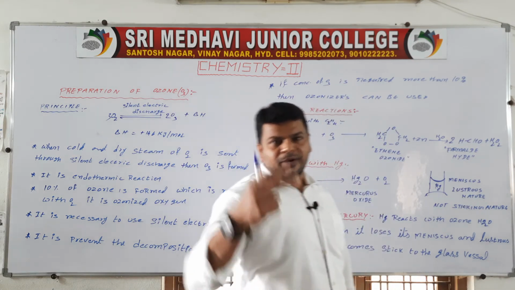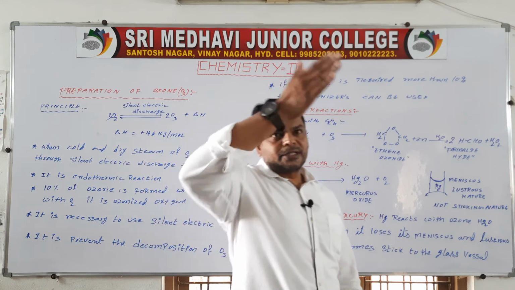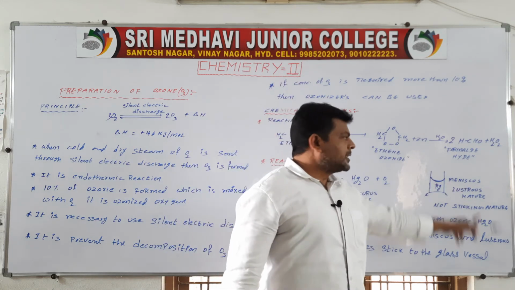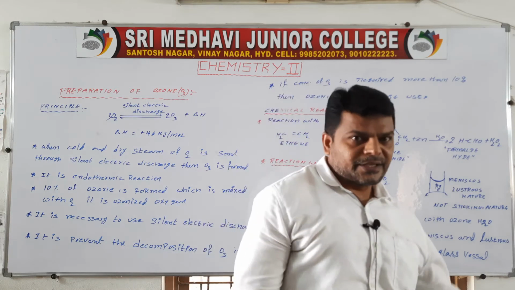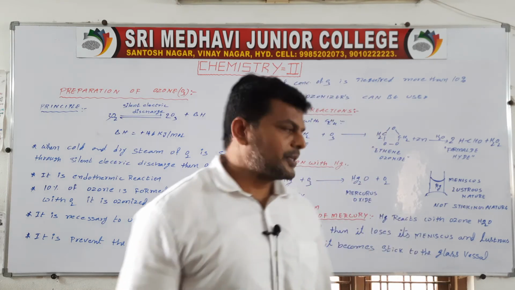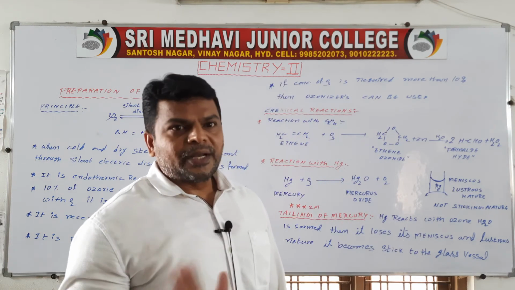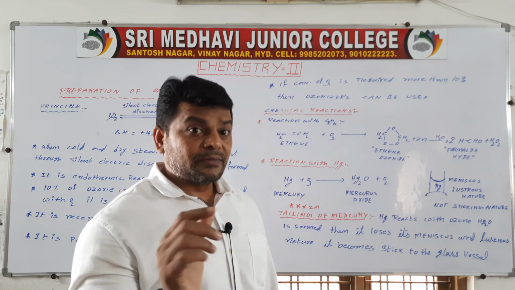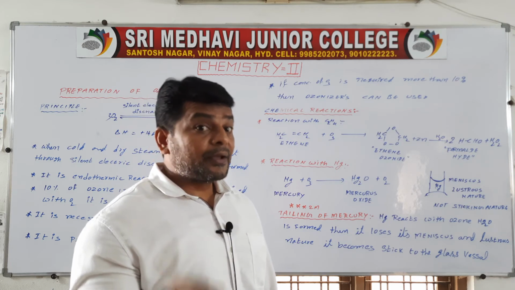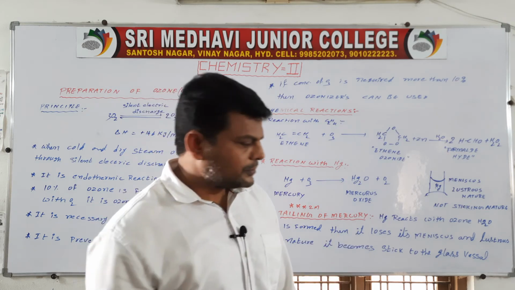So meniscus means like this. If you take mercury in a glass vessel, it seems to be like this. That is called meniscus, and it has a shining nature. Shining nature is nothing but lustrous nature. So mercury does not stick to the glass. When it reacts with ozone, mercurous oxide sticks to the glass.